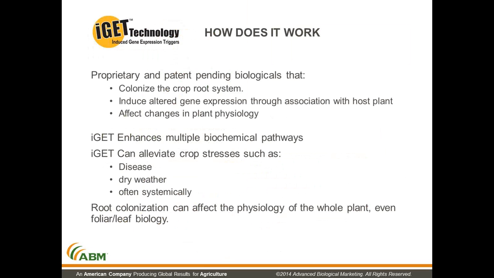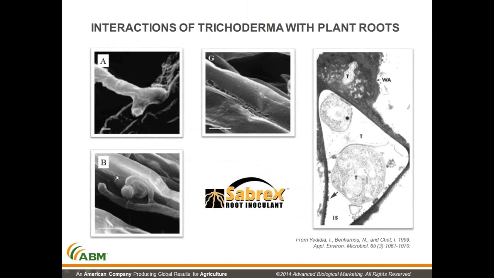As a result of that colonization, we also find that it affects the physiology of the whole plant, even the foliar and leaf biology. I'll show you some pictures with examples of that in just a moment. On this next slide, let's look down here at picture B. Right here you can see where that spore is, and the trichoderma is growing out of that spore, okay? And in the center slide, G, you can see where the trichoderma is actually boring itself down into a fine root hair, okay?